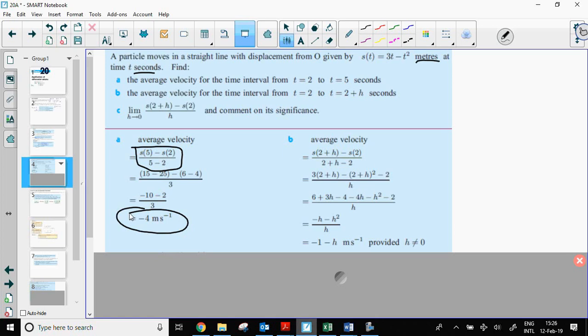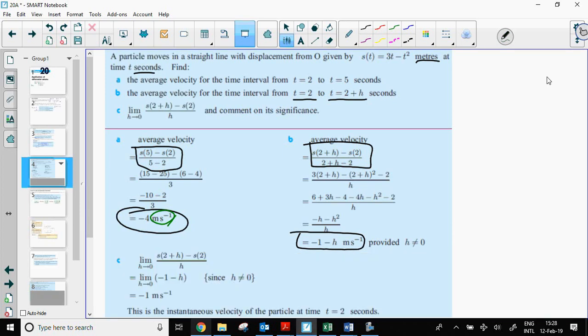For part B, average velocity, same idea. This is just a little weird. Instead of going from 2 to 5 seconds, we're going to go from 2 to 2 plus h seconds. We're just going to put in 2 plus h instead of 5. Simplify, simplify. We get -1 minus h. Again, meters per second. IB tends to write meters per second using exponential notation, m times s to the -1, and you see it in both of these. I don't care how you write your answers, but they're going to do it that way.